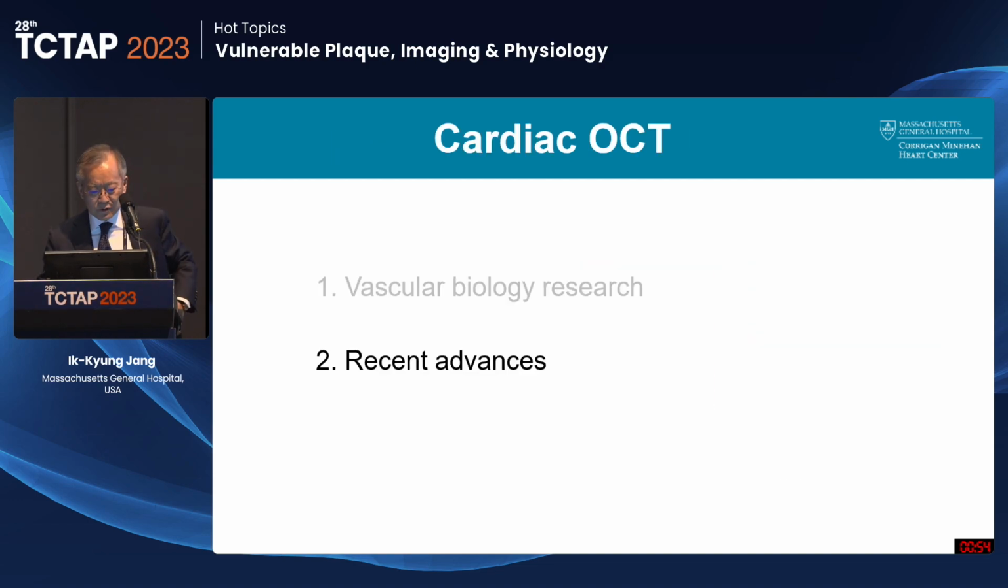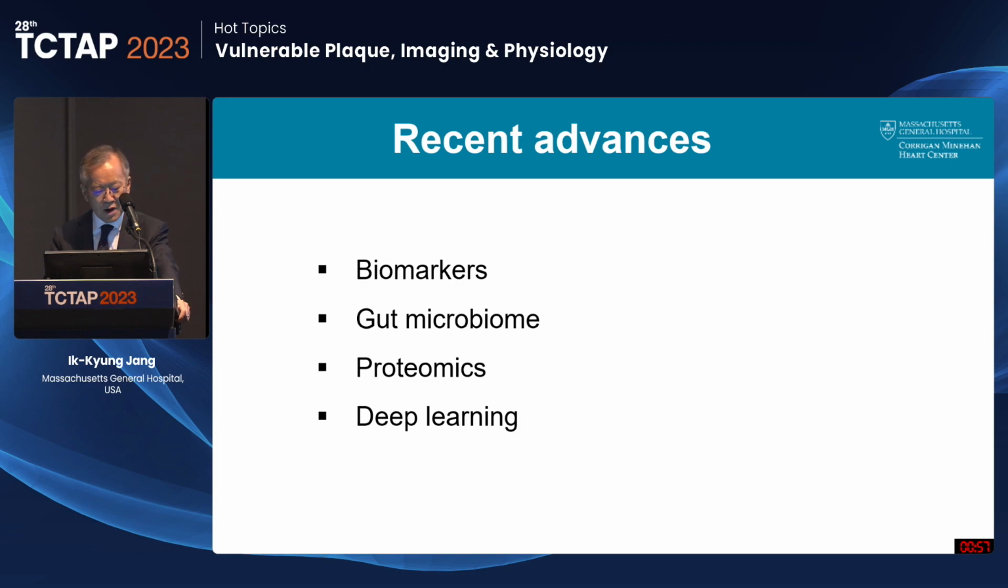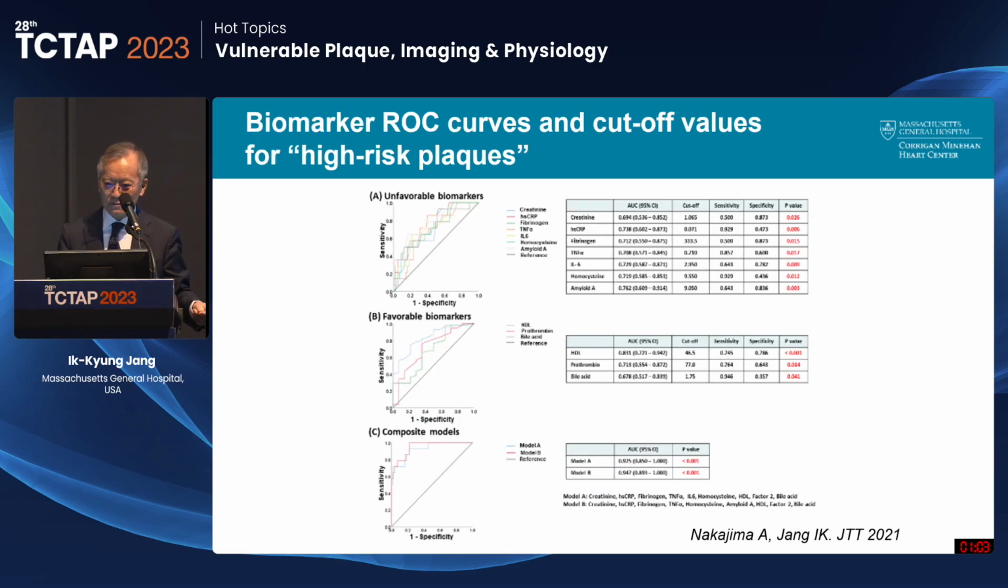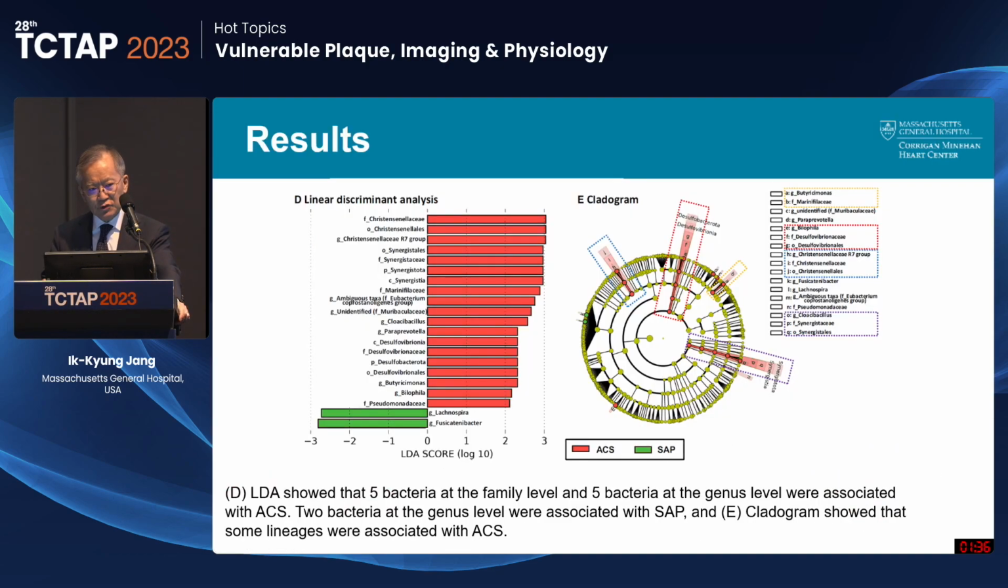So recent advances, just quick 1 or 2 slides. I'm going to cover biomarkers, gut microbiome, proteomics, and deep learning. These are the product of the pandemic. So we have identified biomarkers associated with the unfavorable plaque phenotype: creatinine, fibrinogen, TNF-alpha, IL-6. We had a comprehensive battery of biomarkers, and we have also identified biomarkers associated with favorable plaque phenotype. When we created these models A and B, the AUC was 0.925 or 0.947.